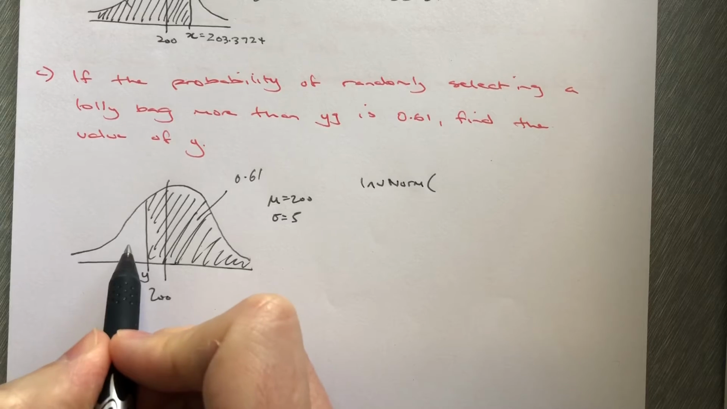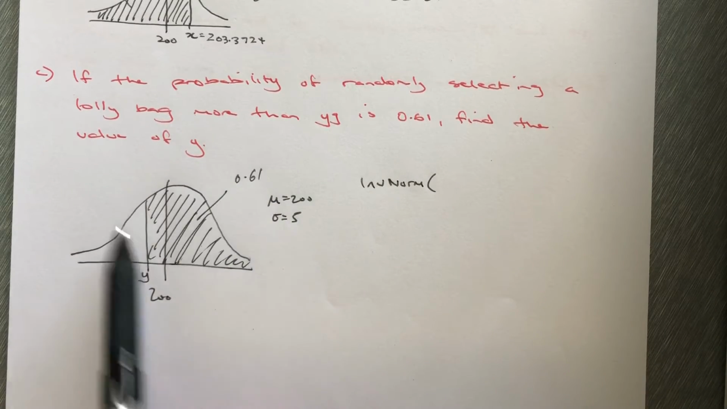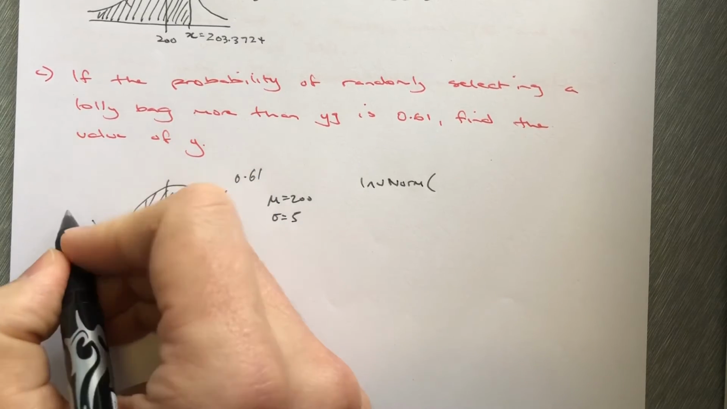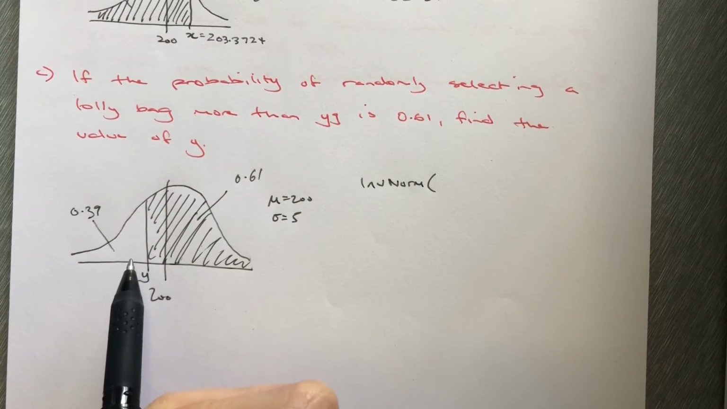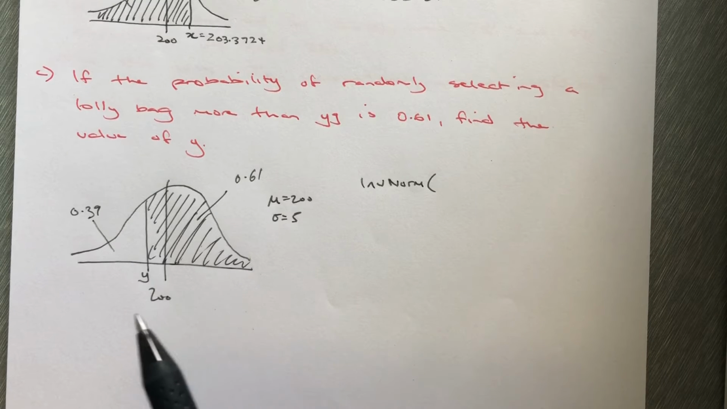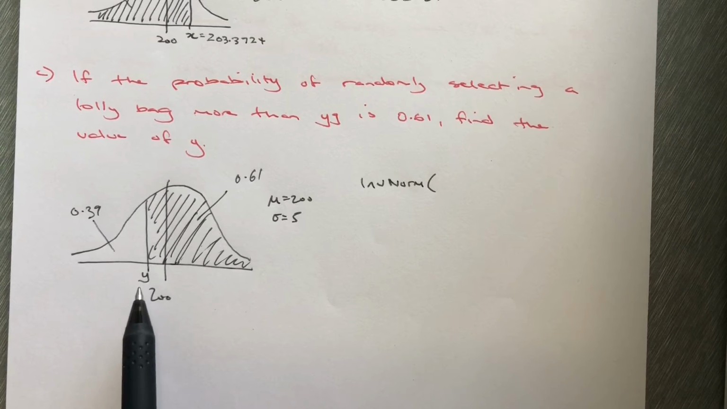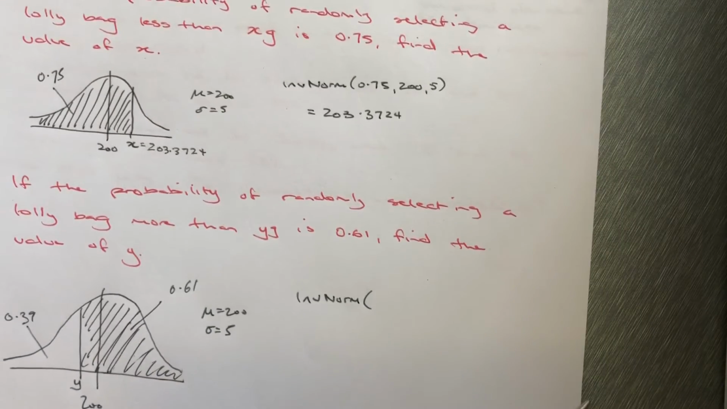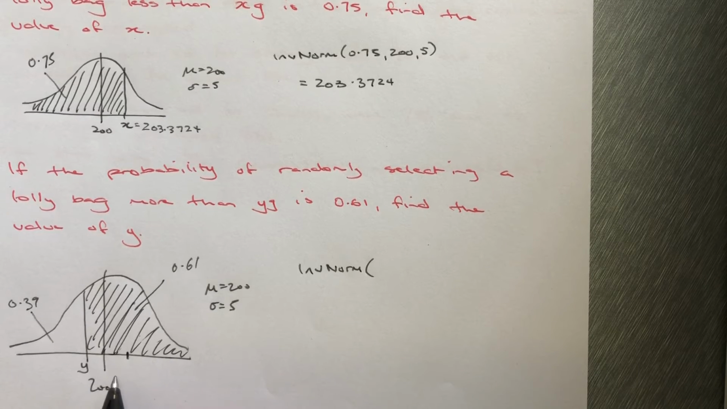We're after this bit. So if this is 0.61 and this whole thing adds to 1, that means this over here must be 0.39. That's what we need to enter because the CAS is actually asking, it doesn't specifically say it, but it's asking for the probability below that value that you're after. So don't enter 0.61, you'll be wrong. That'll end up giving you the value over here.